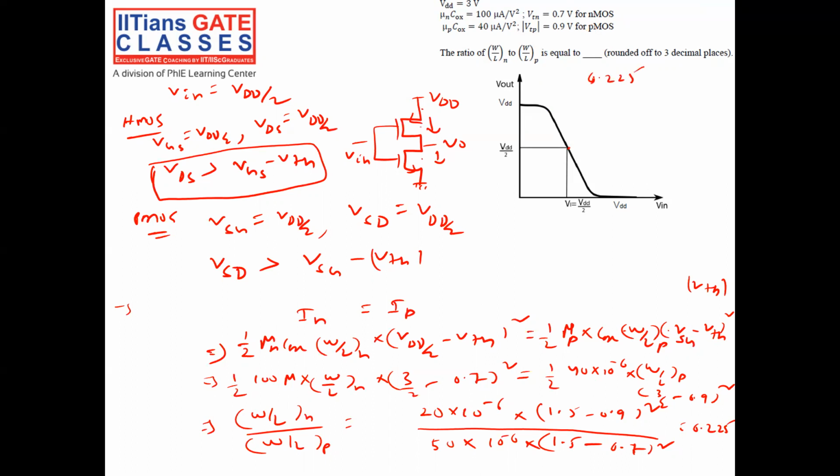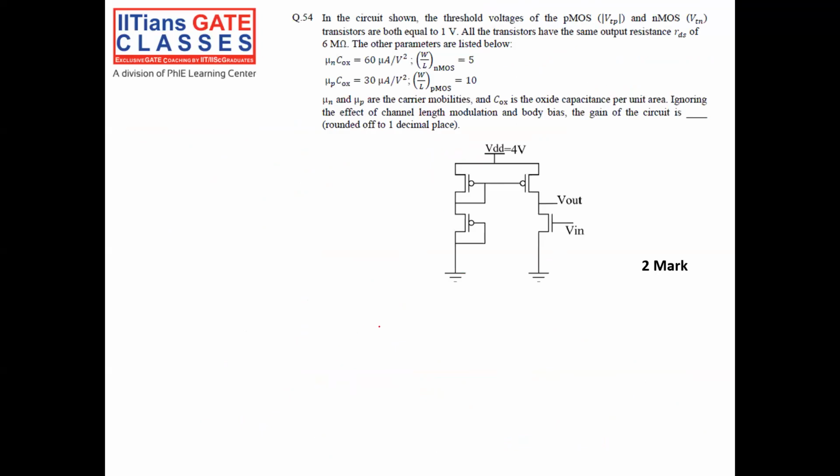One thing you have to understand: when Vin is equal to VDD by 2, Vout is equal to VDD by 2, and the PMOS and NMOS transistors are both in saturation. Since the current is the same, I have to equate the currents of the NMOS and PMOS transistors. Then I will get the ratio between the W by L of both transistors. Okay, let's go to the next question.